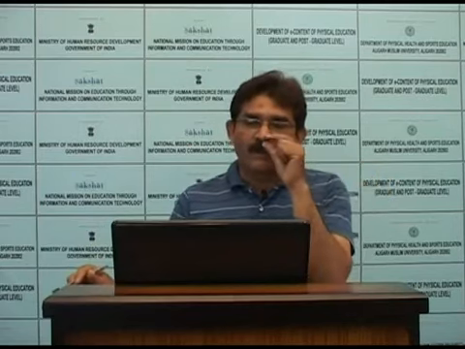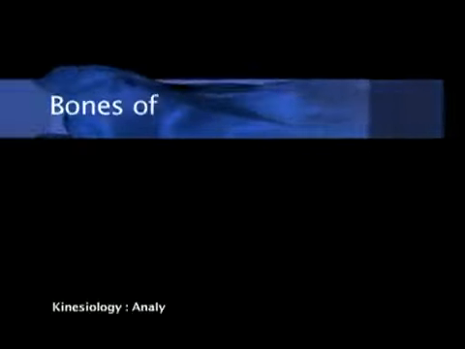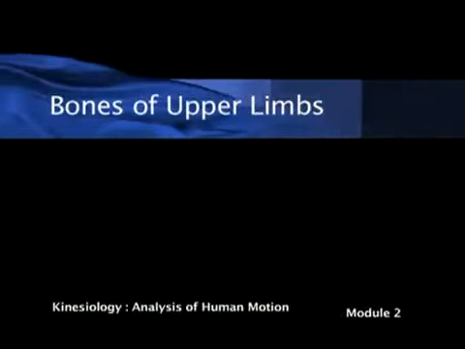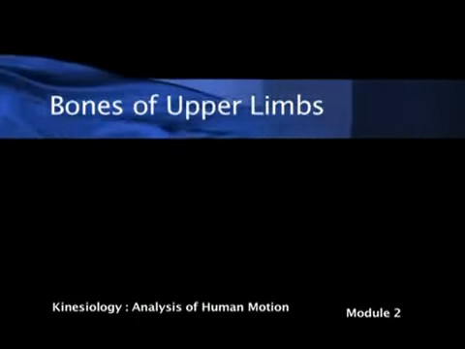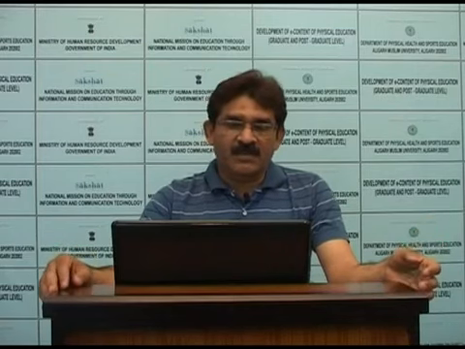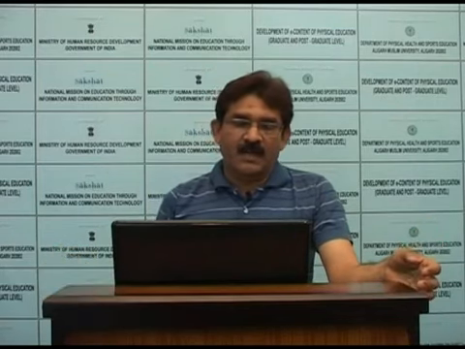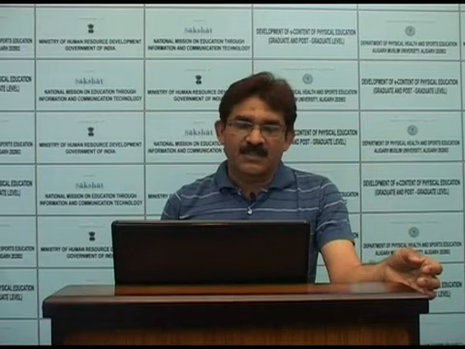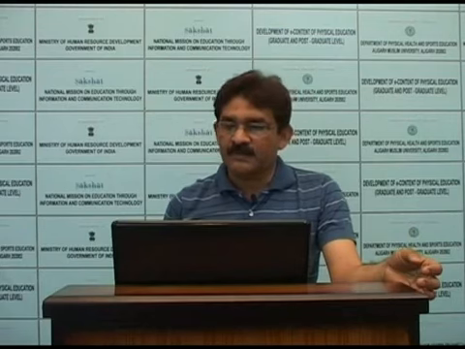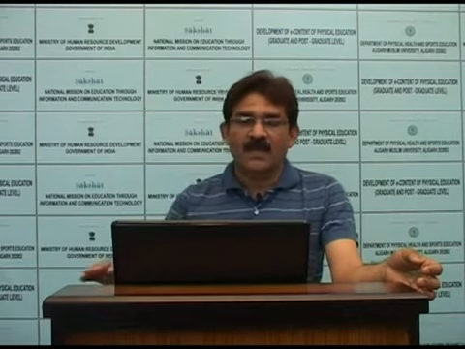Bones of the lower limb. Composition: pelvic girdle, hip bone; bones of the free lower limb: femur in the thigh, patella, tibia and fibula in the leg, tarsals, metatarsals, phalanges in the foot. Hip bone.